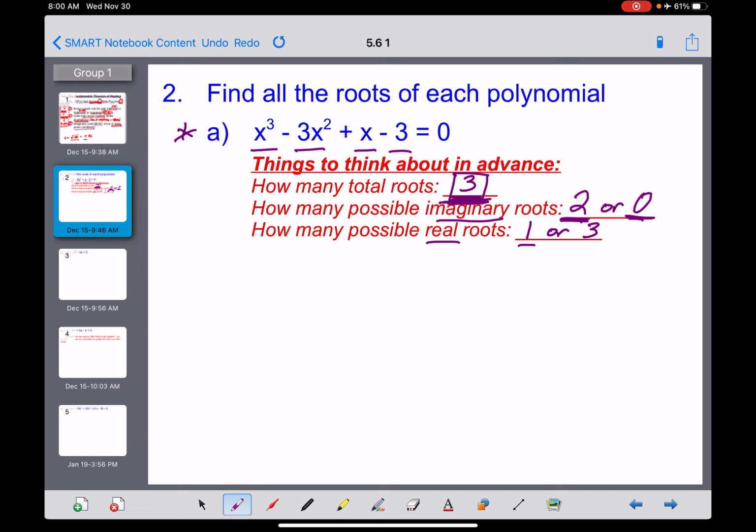First things first, you always want to look for a GCF. We don't have one here. There's nothing that divides out of all 4 of those terms. So then, with an even number of terms, 4 being the most common right there, we want to think about grouping those together. So let me rewrite this polynomial. x cubed minus 3x squared plus x minus 3 is equal to 0.